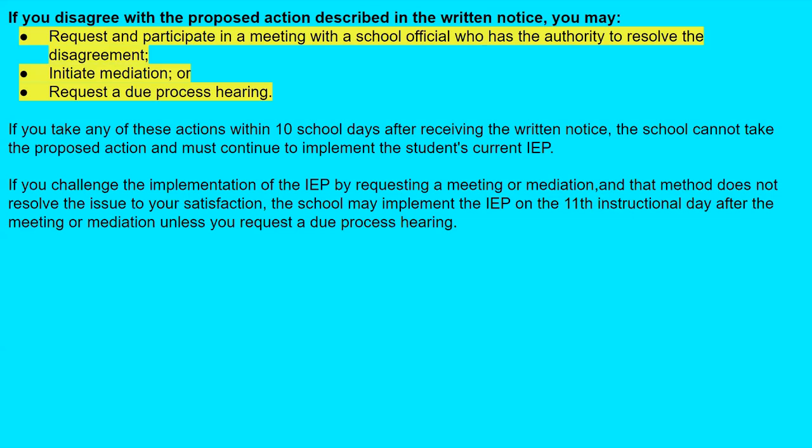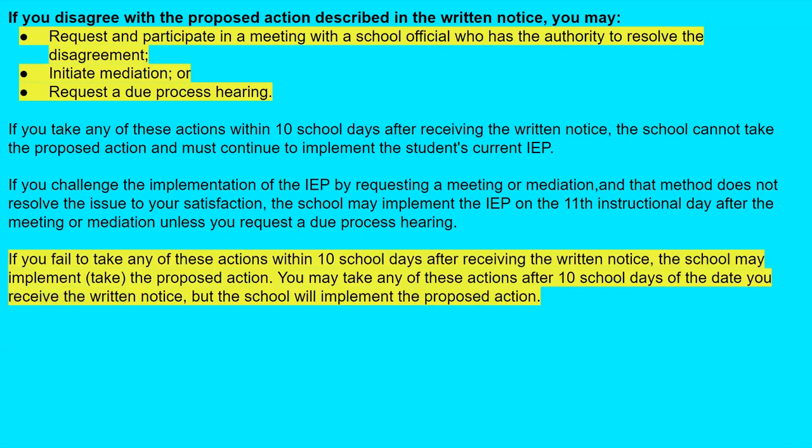If you challenge the implementation of the IEP by requesting a meeting or a mediation, and that method does not resolve the issue to your satisfaction, the school may implement the IEP on the 11th instructional day after the meeting or mediation, unless you request a due process hearing. So that means that after you have had the meeting and you have said, I don't agree with it, and you've done the initial meeting and then you've done the mediation and you're still not in agreement, you can request a due process hearing. If you don't request one, then on the 11th day, they will take the proposed action, which means that they will implement the IEP as it is written or implement whatever services or decisions they've made as a case conference committee. But you have the right to a due process hearing, which would prevent that.